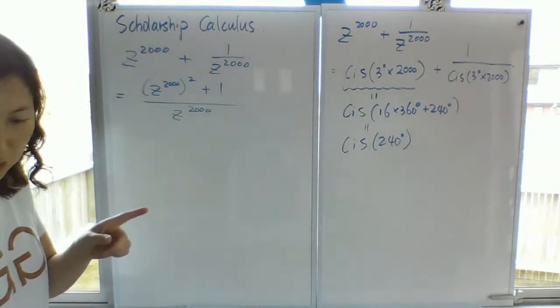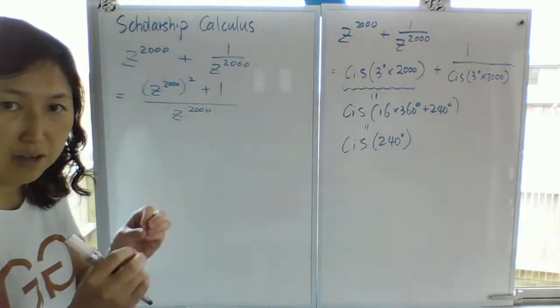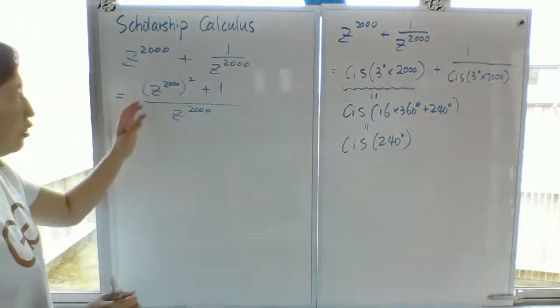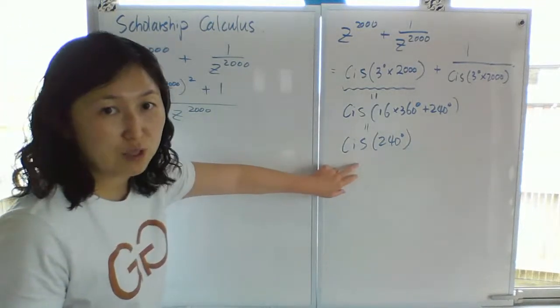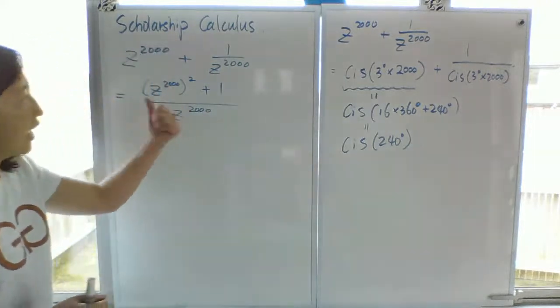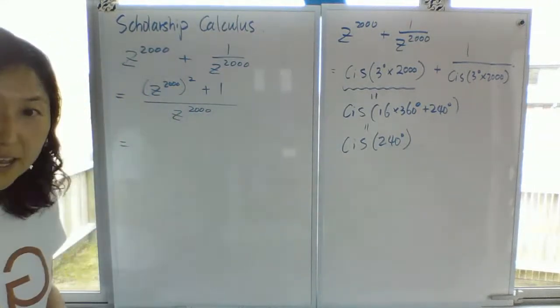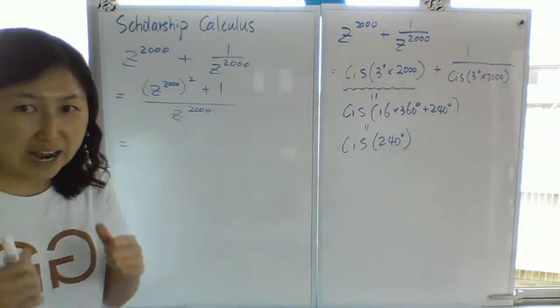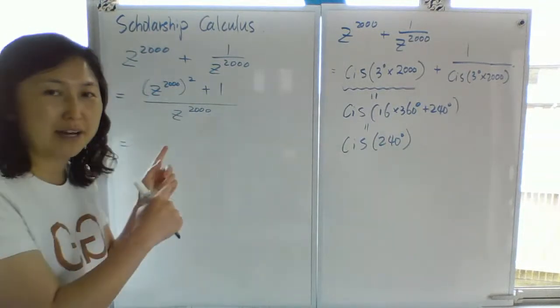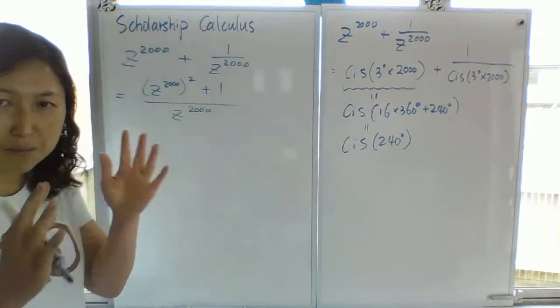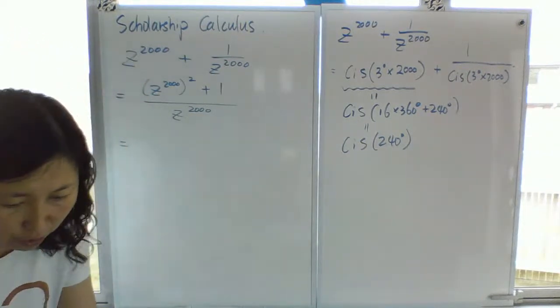Okay, now what I want you to do is, in your own booklet, can you please try to substitute what we got here, which is cis 240, into this expression here, and then you do your work and I will do my work. So don't look at the screen first, just try by yourself, and we're going to match our own.